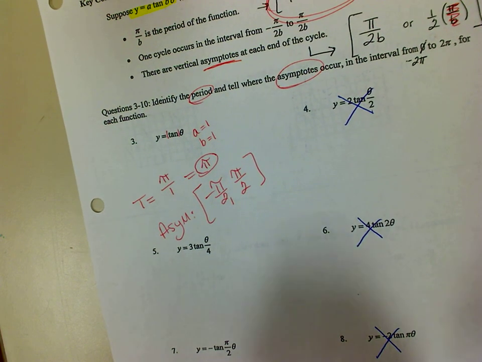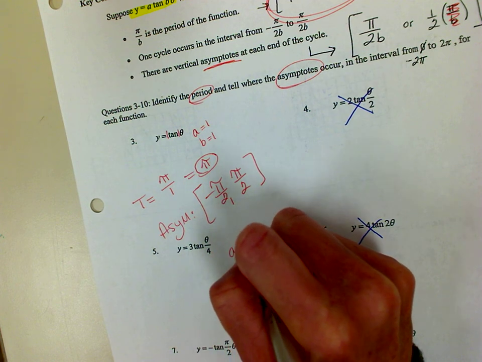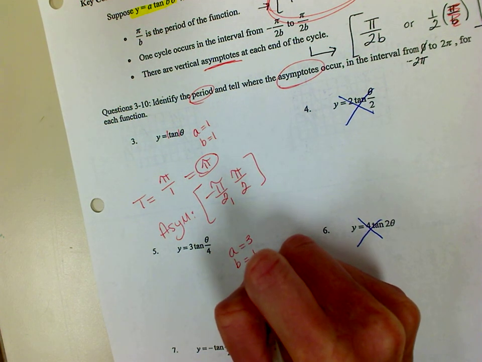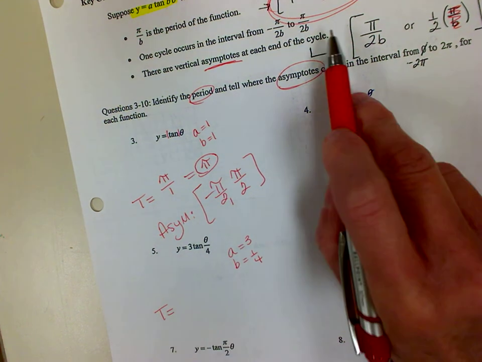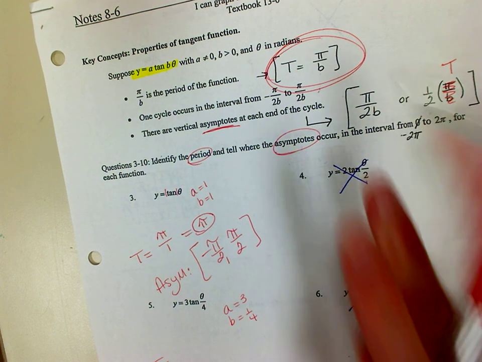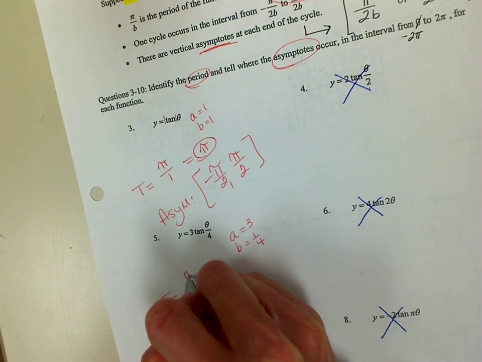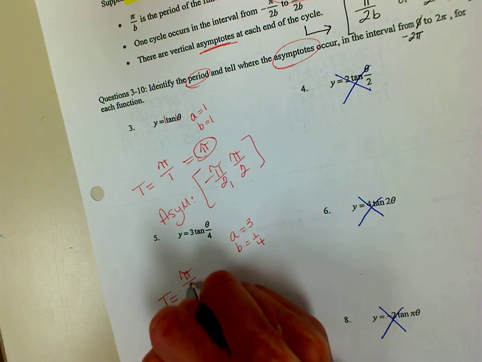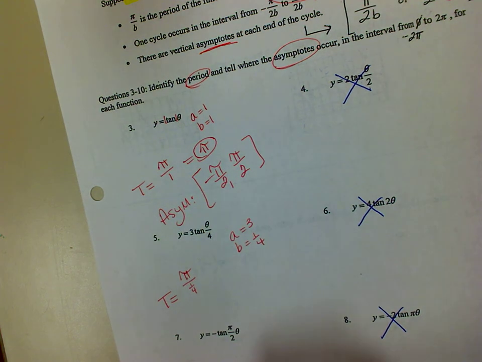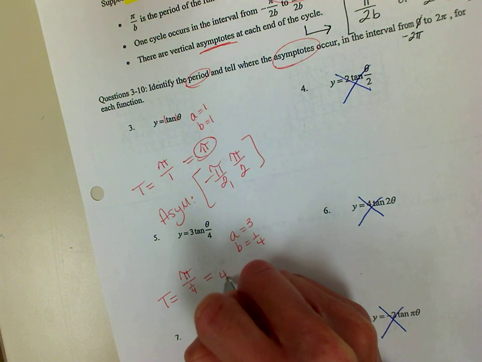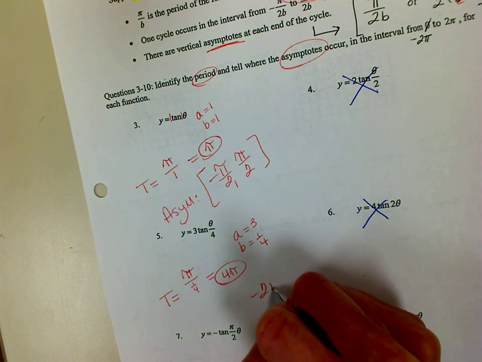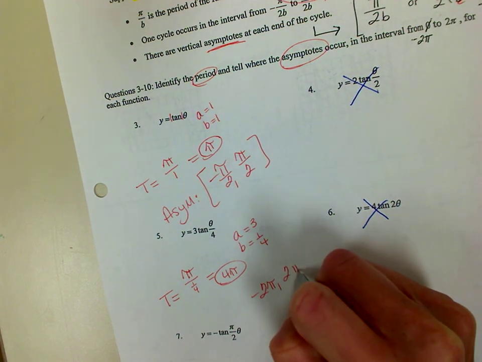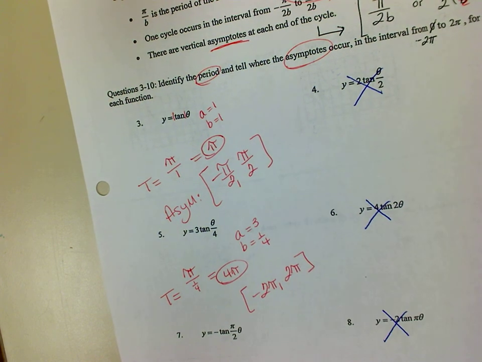Okay, let's do the next one. So on this one, a is 3, b is 1/4. But I don't really care about the a. To find the period, again, I take pi divided by b. So pi divided by 1/4, that's the same thing as pi times the reciprocal. That's going to turn out to be 4 pi. And if I take half of 4 pi, that's 2 pi. So the asymptotes are going to be between negative 2 pi and positive 2 pi.